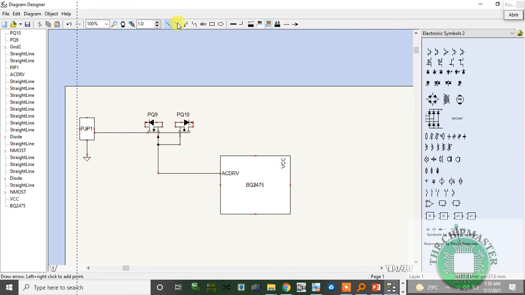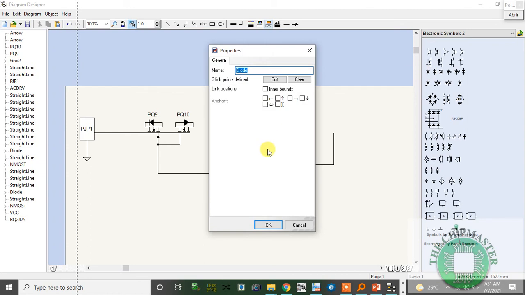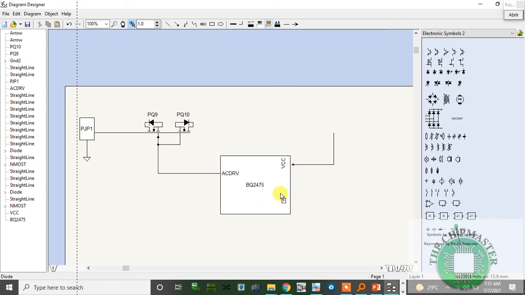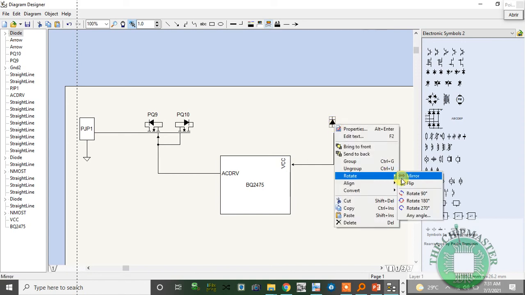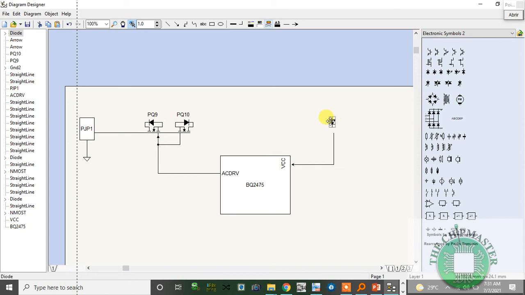Let me just get VCC first. It's getting its input from the OR diodes, either from VIN. So let me just get two diodes quickly and combine them. Let me just line them up.